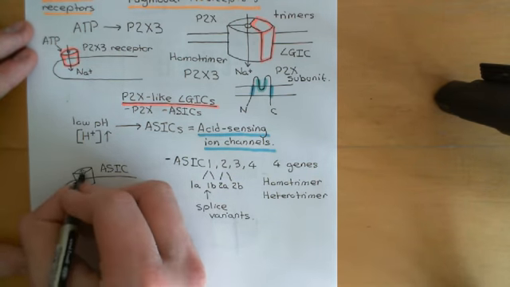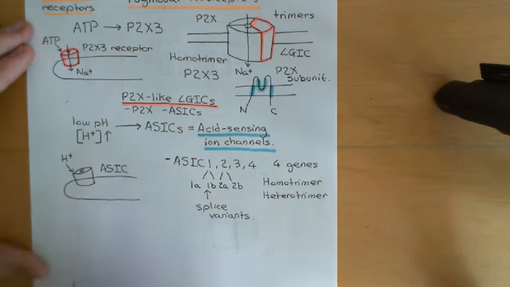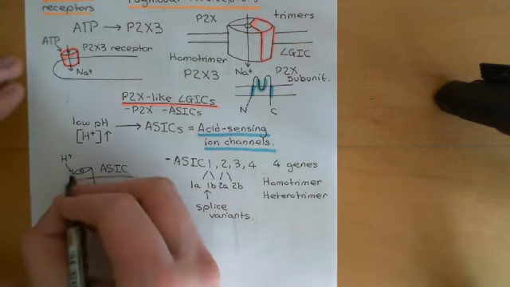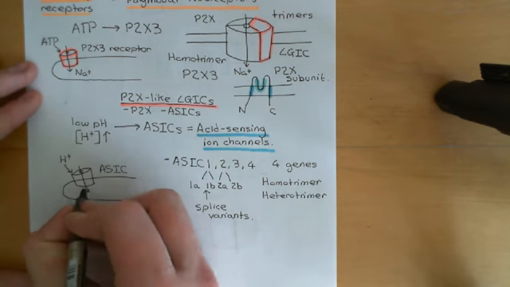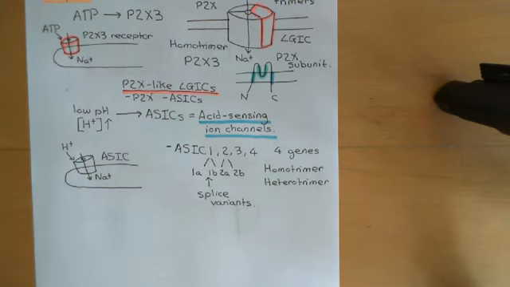Basically, if the proton concentration goes up in the extracellular fluid, these protons can bind to the ASIC channels and trigger a conformational change which causes the pore to open, and then again you get sodium ions moving from the extracellular fluid into the cytoplasm, and that constitutes the receptor potential generated by the Aδ fibre. So that completes our discussion of the receptors which respond to noxious stimuli for now.